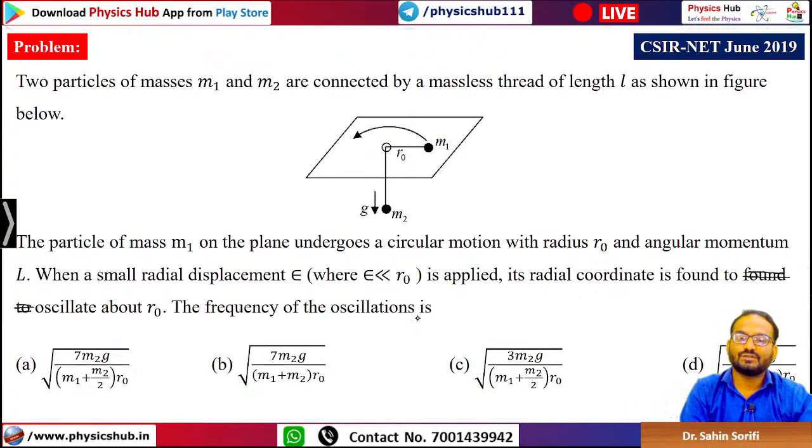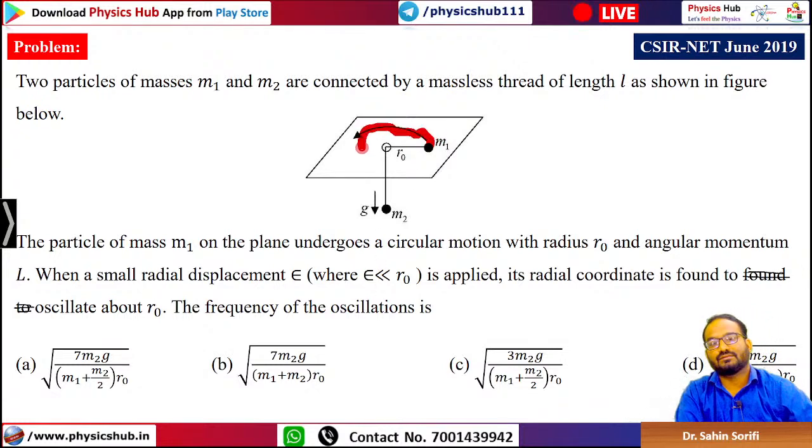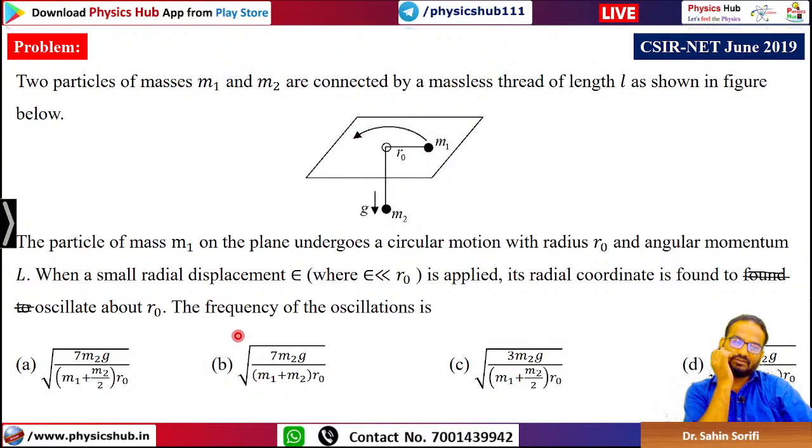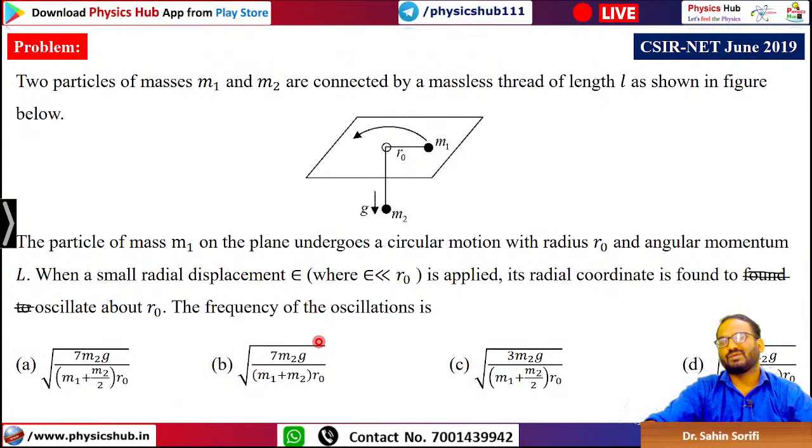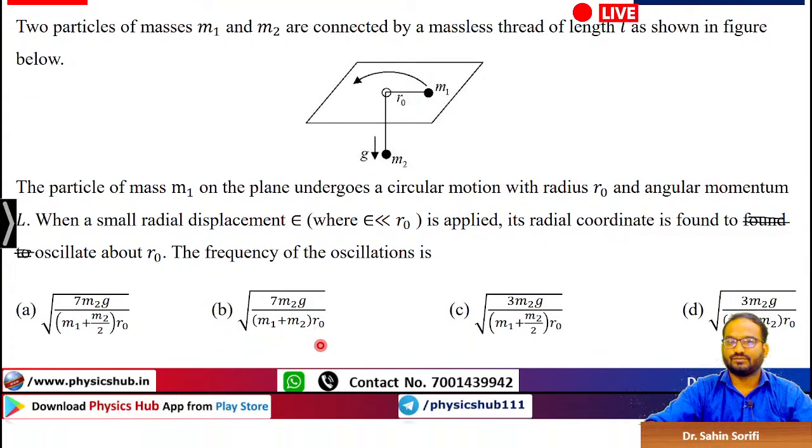The frequency of this oscillation: if you just displace it a little bit, what will happen? It will exhibit this kind of motion. You have to find out the frequency of that oscillation. Understood the question? A little bit difficult question, but lengthy, not so difficult if you just follow the steps.